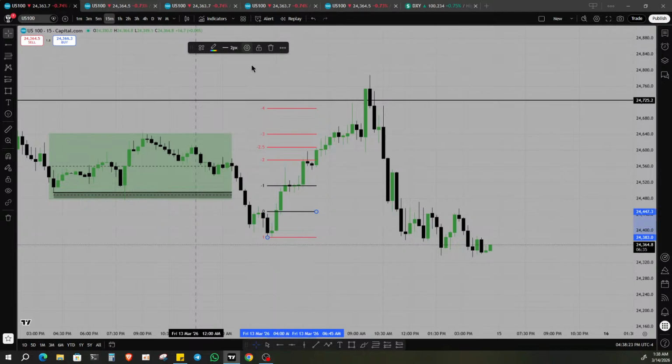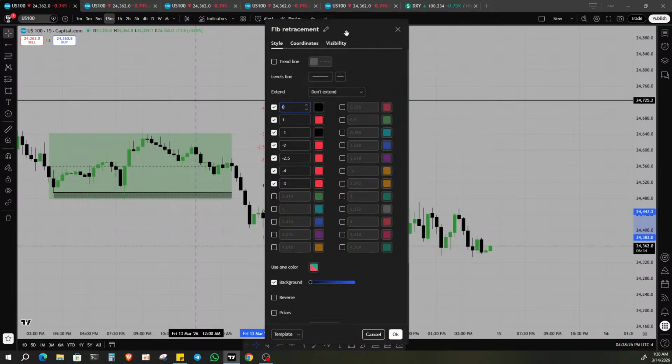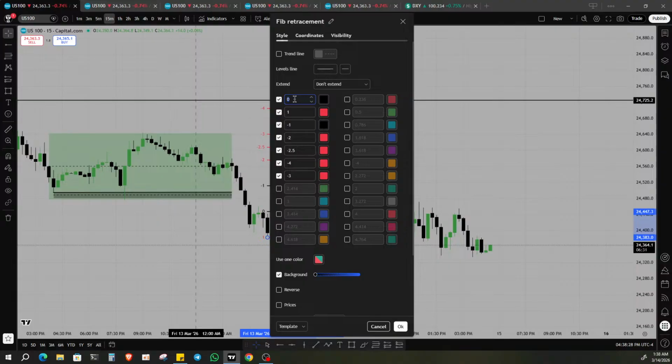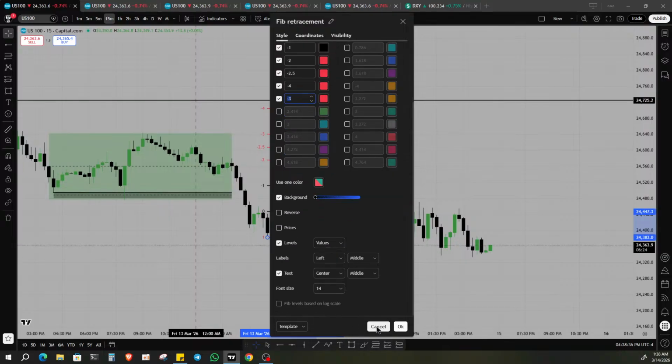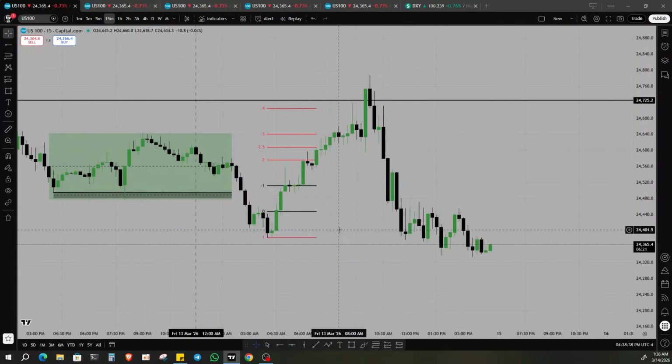I'll show you the settings that I have. These are the settings: 0, 1, -1, -2, -2.5, -4, and -3. This is my custom level. If you want to mark it, you can. If you don't, okay. So you just have to draw it from the lowest low of the candle to the highest high of where it basically started from this candle.